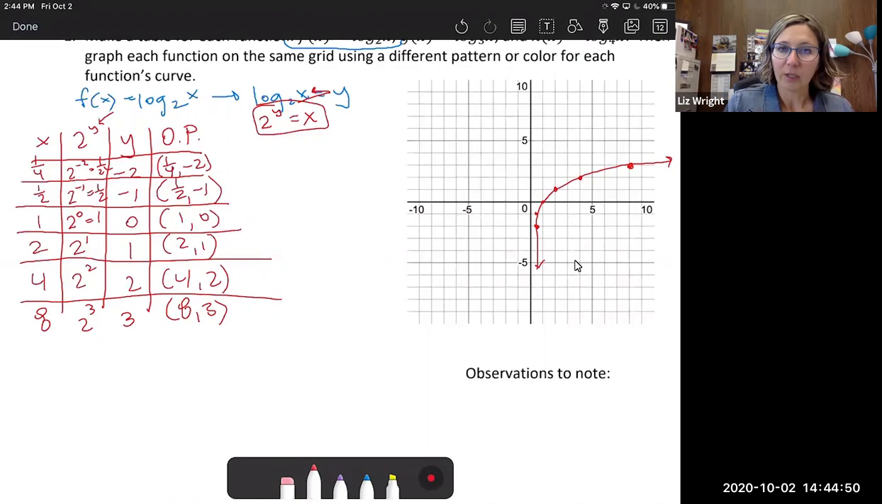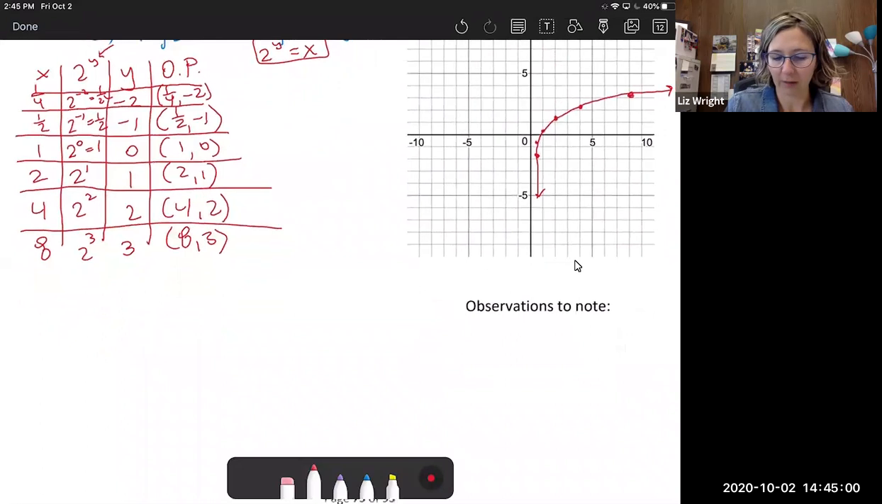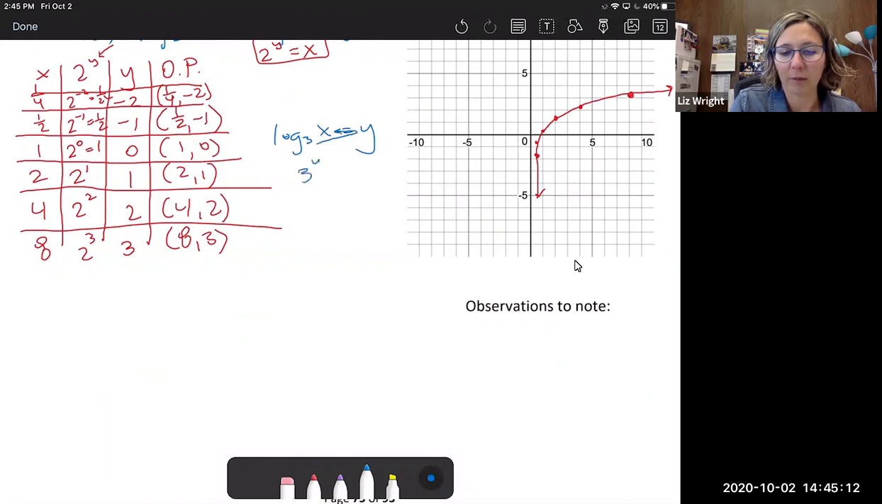All right, so now let's look at our next function that we're graphing. So the next function that we are graphing is this log base 3 of x. So I'm going to choose a different color for this one. I'm going to do blue. Again, log base 3 of x. What's our first step? Convert it into exponential form. So it's going to be 3 to the y equals x.